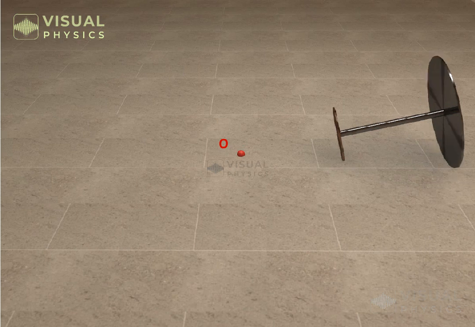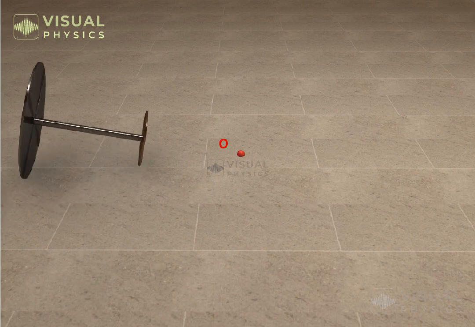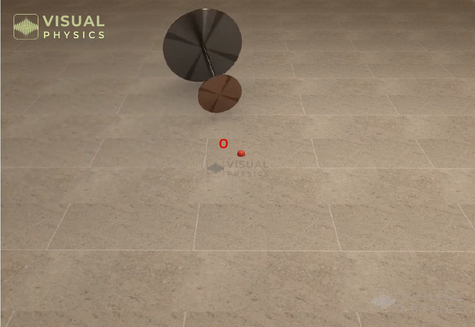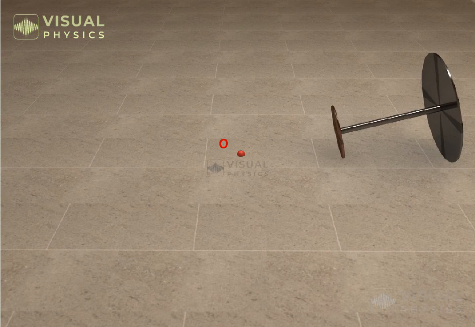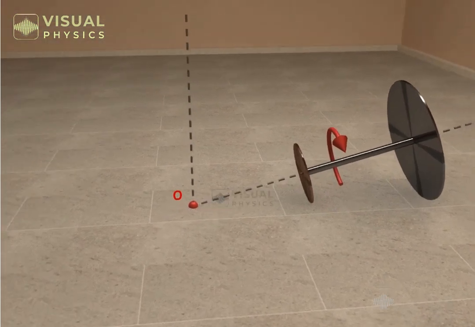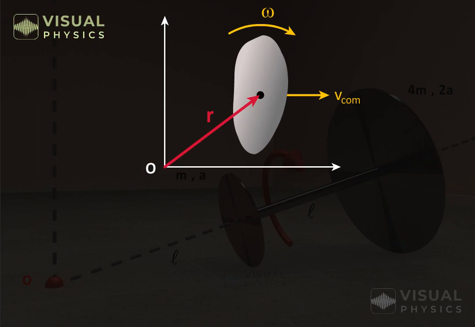The situation given to us will be as shown. Angular momentum of a rigid body, with respect to some point in space, is equal to the angular momentum of the body with respect to its center of mass, plus the angular momentum of the center of mass of the body with respect to the point of concern.